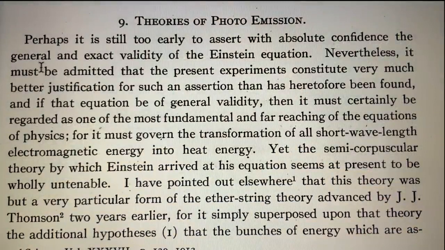Okay, so before leaving, let me read two sentences from here. This is Millikan's paper, the same paper in which he tested Einstein's prediction in the strictest possible test and found absolutely nice agreement. But still, in the last section of that paper, he says, perhaps it is still too early to assert with absolute confidence the general and exact validity of the Einstein equation. And in this same paragraph he writes, yet the semi-corpuscular theory by which Einstein arrived at his equation seems at present to be wholly untenable.